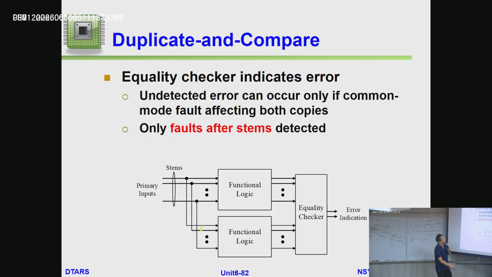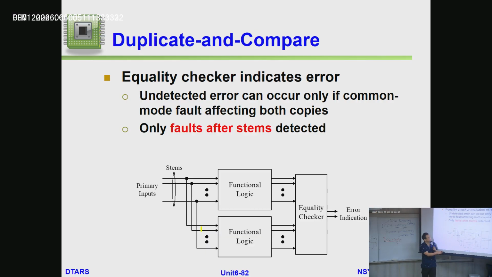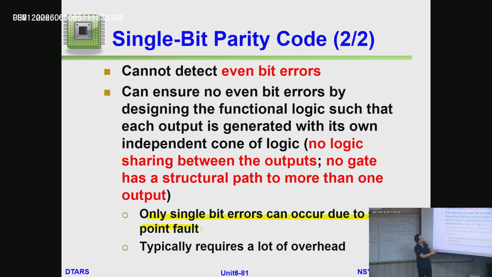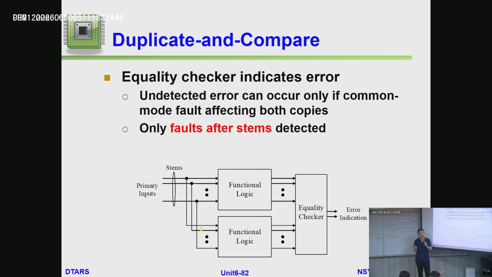If you do it, then you will find that no matter how many bits you have errors, this equality checker can detect the errors. So if you do that, then we don't have this limitation. Even though for this circuitry we have multiple bits of errors, this equality checker can find the errors. However, you will find one cost: you need 100% of the hardware cost, because you use the same functional logic to implement the parity bit, the check bit generator.